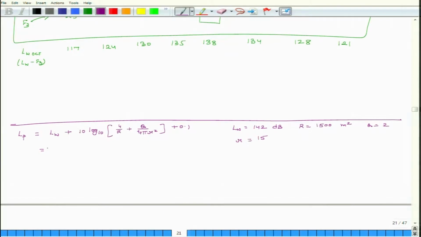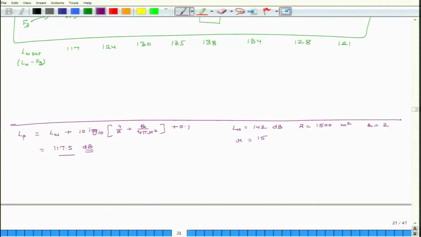LP comes out as, I have done the calculation, 117.5 decibels. So, what does that mean? That if the sound power level is 142 decibels and directivity is 2, then at that distance and that angle, the person will feel 117.5 decibels of sound pressure level. So, this is the LP overall. Now, I have to see for each octave band what the sound pressure level is.